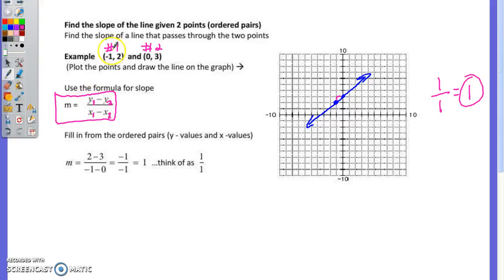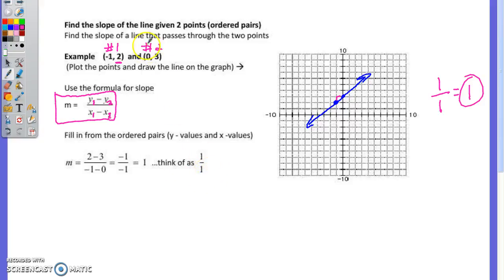So I used y sub 1. So the y in my first ordered pair was 2. So that's why I put the 2 there. Then I subtract, and then I put the y in my second ordered pair, which was 3. 2 minus 3 gave me -1. On the bottom, whatever ordered pair you use for your first y, you have to use that one for your first x. So I have -1 minus, and then I have a 0. So -1 minus a 0 is -1. So -1 over -1 equals 1. But you can think of it as a fraction as 1 over 1, either way.